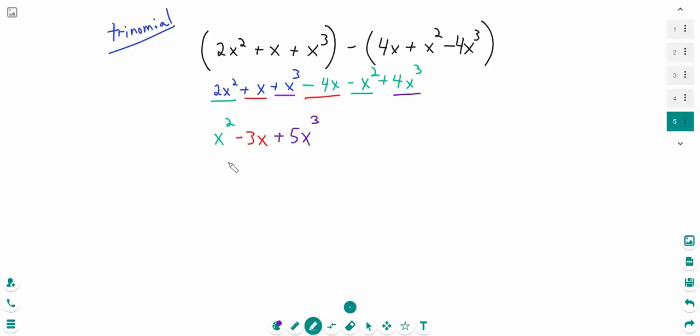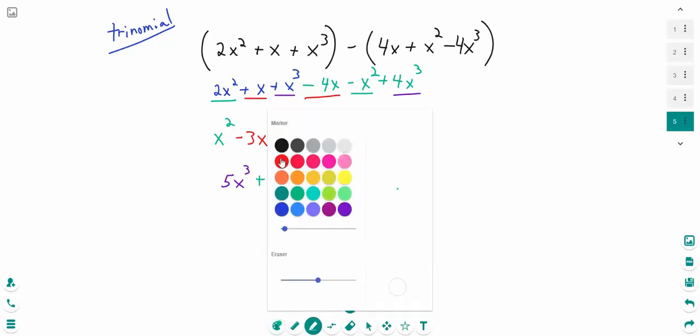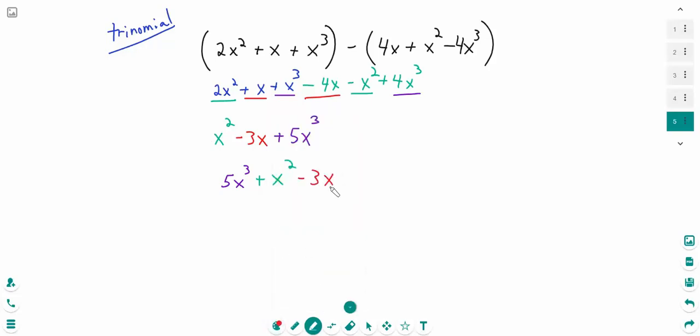All right. And then lastly, we want to look at this and make sure that it's written in standard form. And this one, in fact, is not. So we're going to write that with the x with the greatest power first. So 5x to the third would come first. Then we would go to that positive x squared. And then we would go to the negative 3x. So our x's are descending in power. 3, 2, and then 1. All right, so that would be our solution.